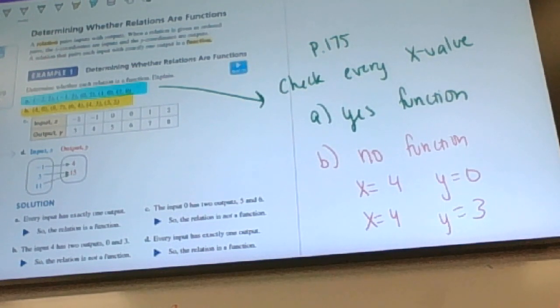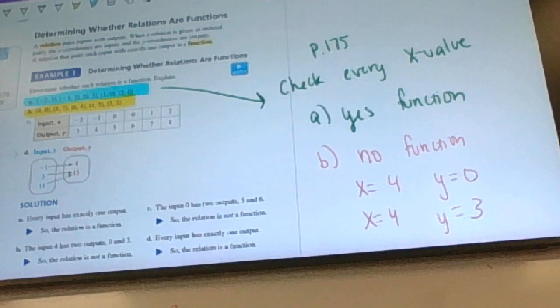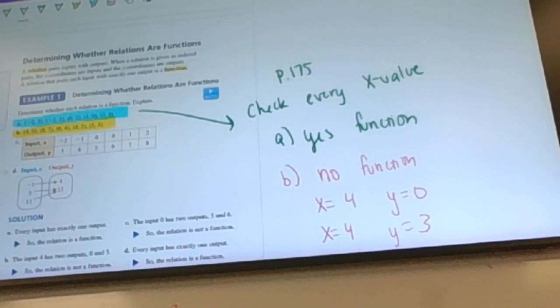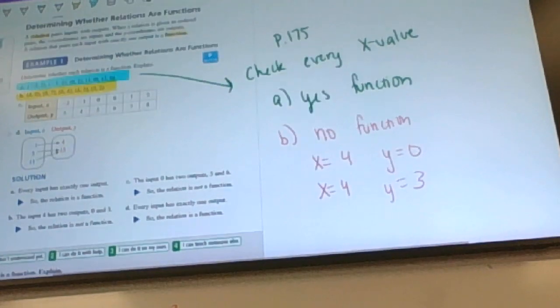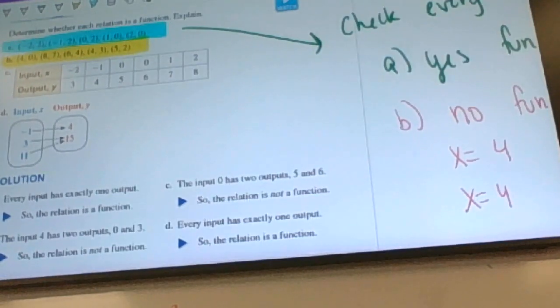You want to talk about the 2's, Tavis, in letter A? You want to talk about the 2's in letter A, or are we good? We're good? This little guy here, what's this called? I love that diagram.